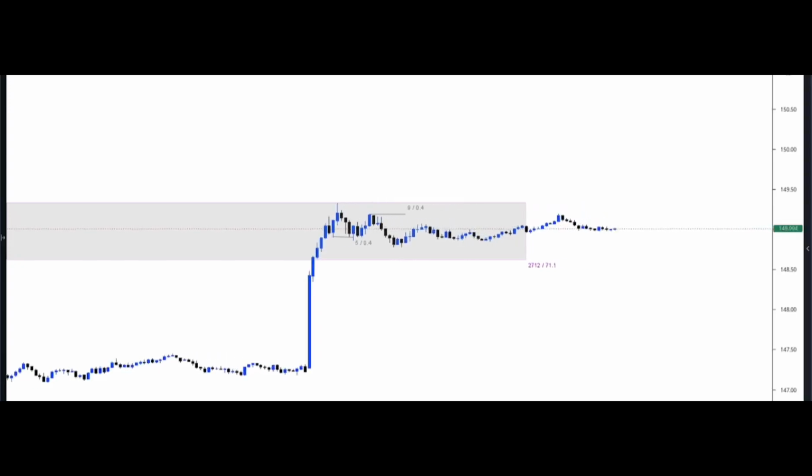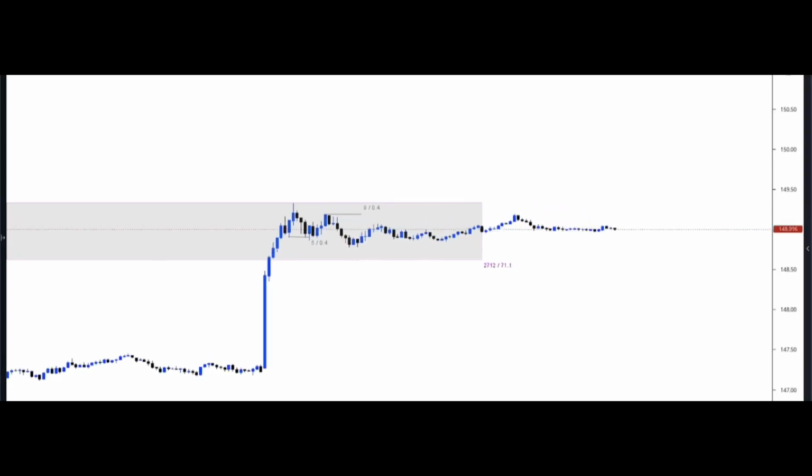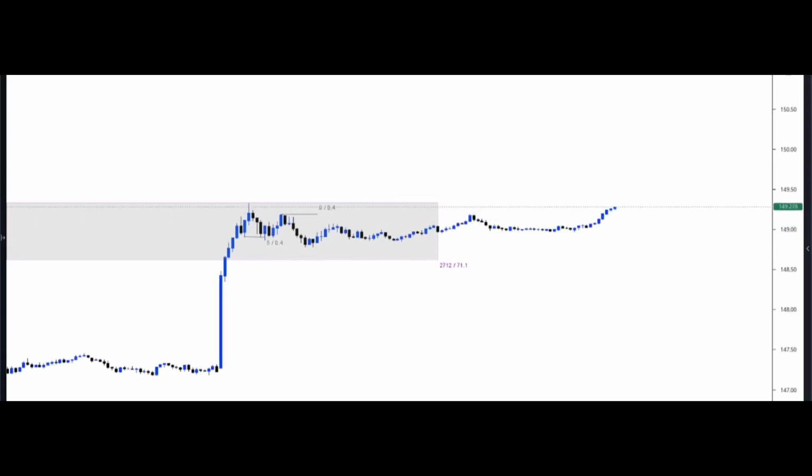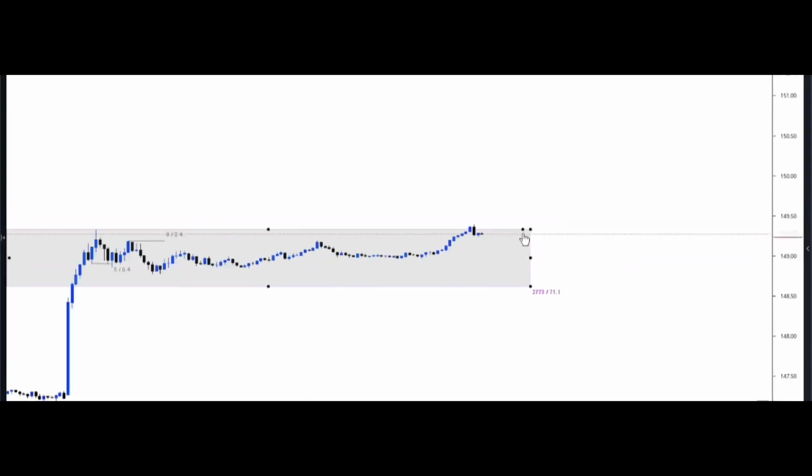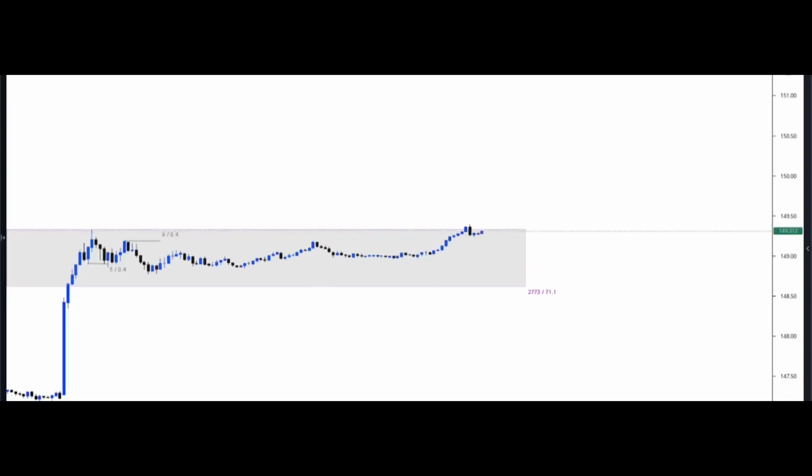Okay, as you can see, price is just ranging. Let's drag this out. Price is ranging. Now take a look. Price has printed this high here. This is still valid because immediately after it closed slightly above, the next candle came back down into the zone. So we are still on course. Remember, we are looking for confirmation. So let's continue.